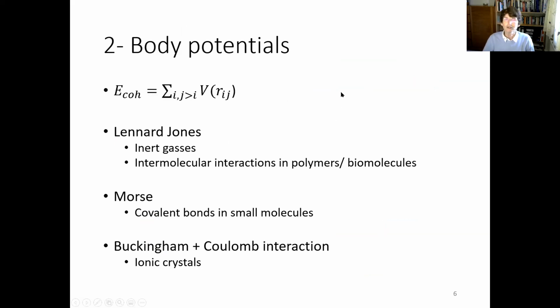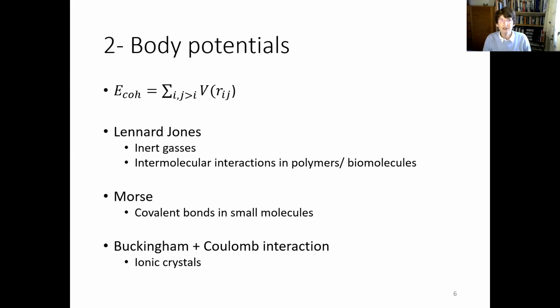So we're going to start off with the simplest potentials, and these are 2-body potentials. The definition of these basically is that the cohesive energy can be written as the sum of the energy of all the pairs of bonds in the material. So this basically means that the interaction energy between any 2 atoms of the material doesn't depend on the positions of all the other atoms around it. And that means we can divide it into this simple functional form.